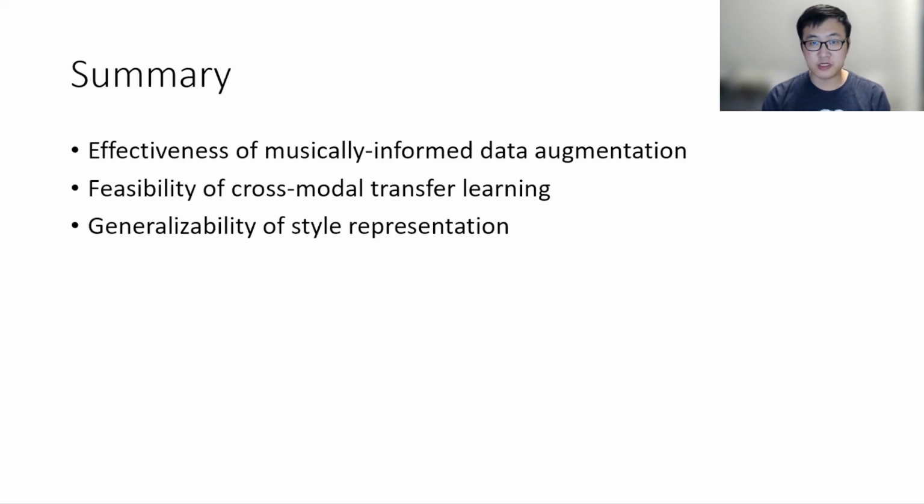The third contribution is to demonstrate that our model's representation of compositional style generalizes to unseen composers. This representation of style could therefore be useful for many other tasks beyond our specific 9-way classification task. This may include other tasks like music recommendation, genre classification, and many others that are of interest to the MIR community.